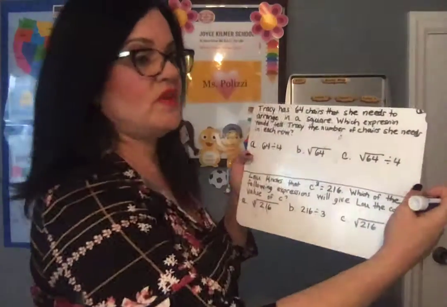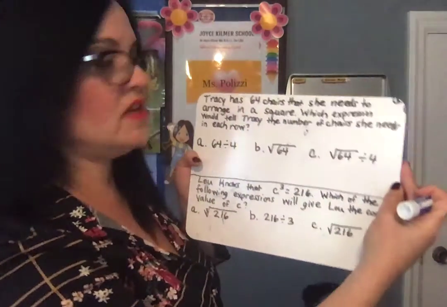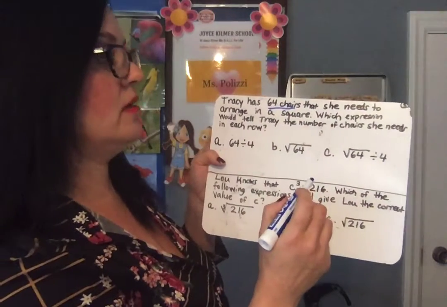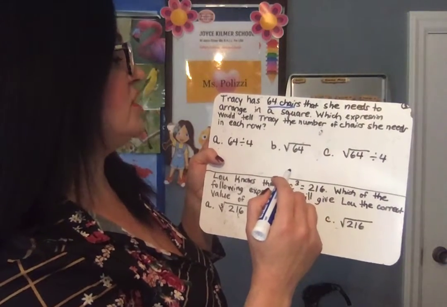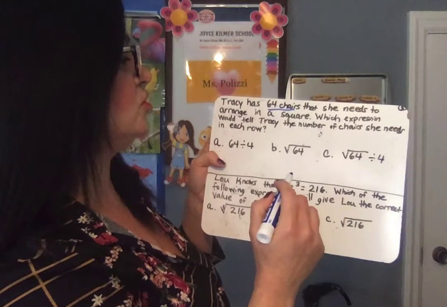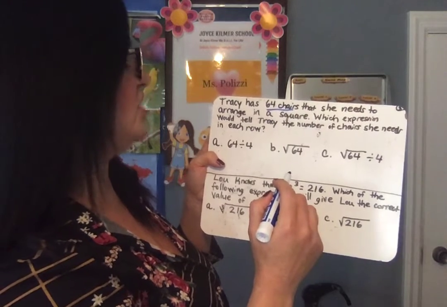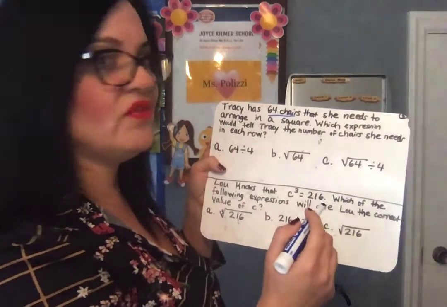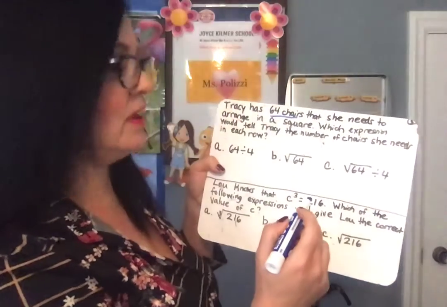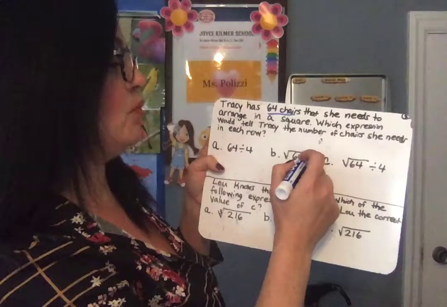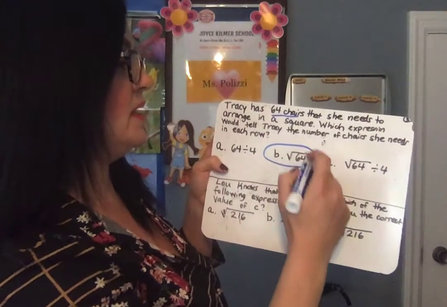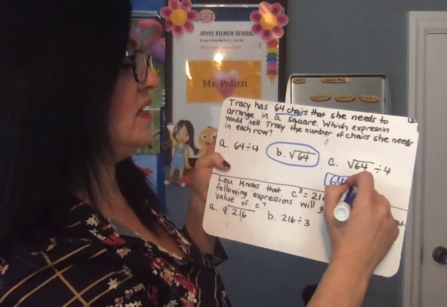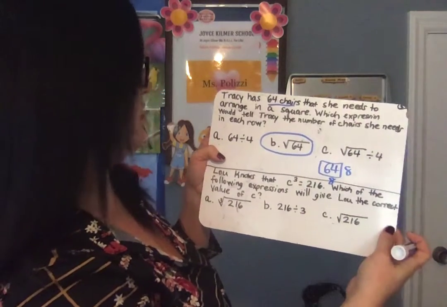Okay. So this says Tracy has 64 chairs that she needs to arrange in a square. Which expression would tell Tracy the number of chairs she needs in each row? Well, we're looking for the square root, right? So we can figure that out. That would be answer B. So 64, and we have 8 and we have 8, okay?